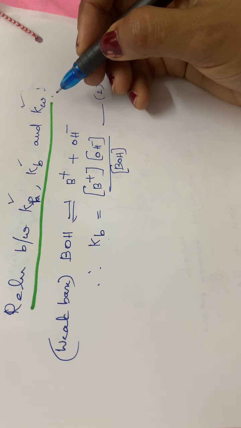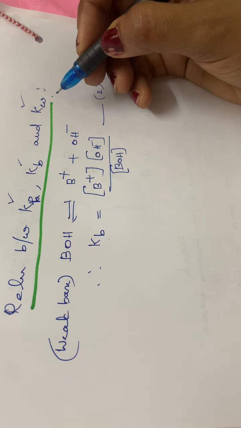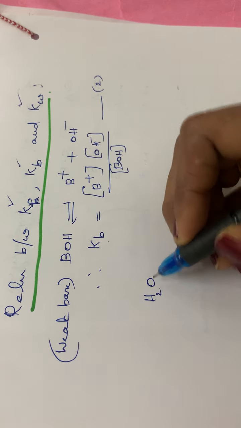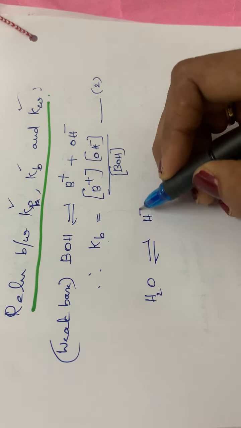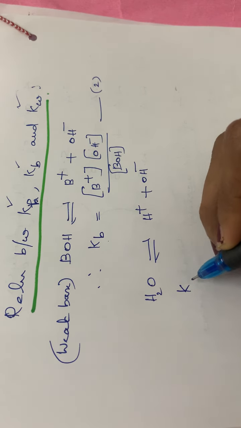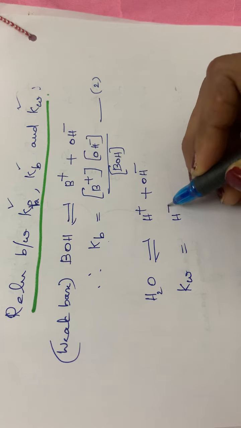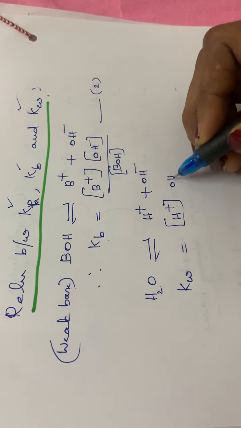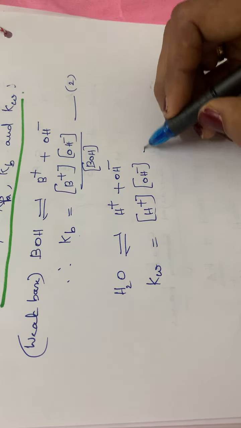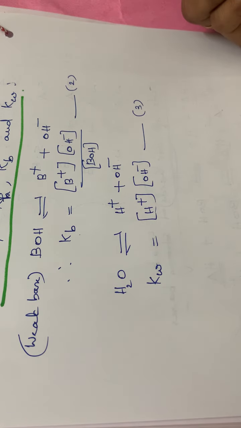It is the ionic product of water. KW is called the ionic product of water. Therefore, water will be ionizing as H2O giving H plus plus OH minus. So KW is equal to concentration of H plus into concentration of OH minus. This is equation number 3.